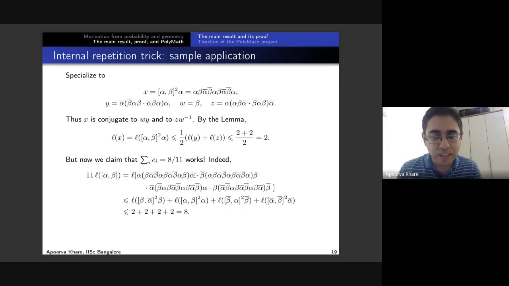Well, what is the first element? The first element is a conjugate, so I can remove that. And what I get inside is beta alpha bar square, beta alpha bar, this thing, square times beta. Similarly, for all the other three expressions, I get in each case the length of a commutator square times the first element. But every one of those I just calculated above to be less than 2. Therefore, it's 2 plus 2 plus 2 plus 2, which is 8.